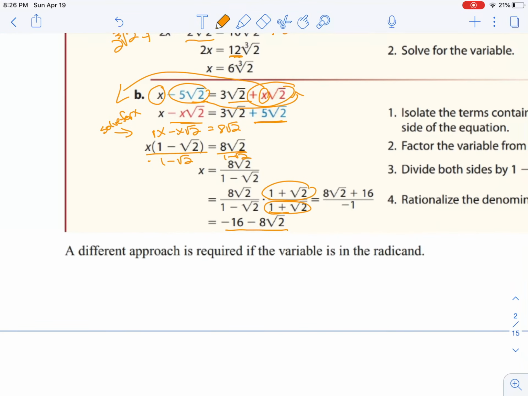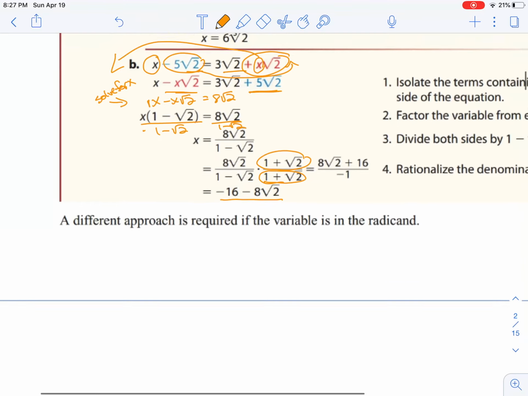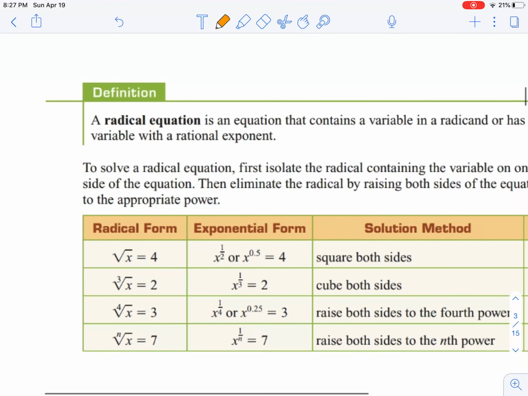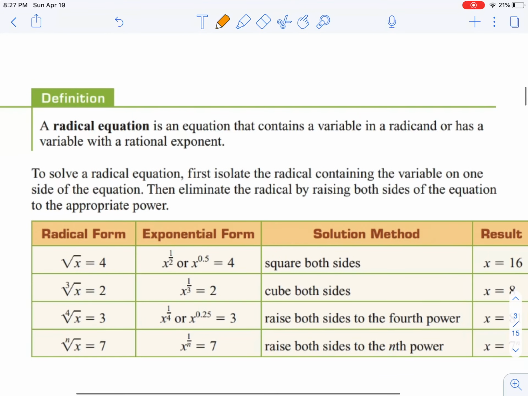Okay, so notice here on the bottom, it says a different approach is required if the variable is in the radicand. So that means, guess what? That was the first type of equation, and now we're going to do the second type of equation. A radical equation is an equation that contains a variable in a radicand or has a variable with a rational exponent. So this is my second type, and then this will be my third type.